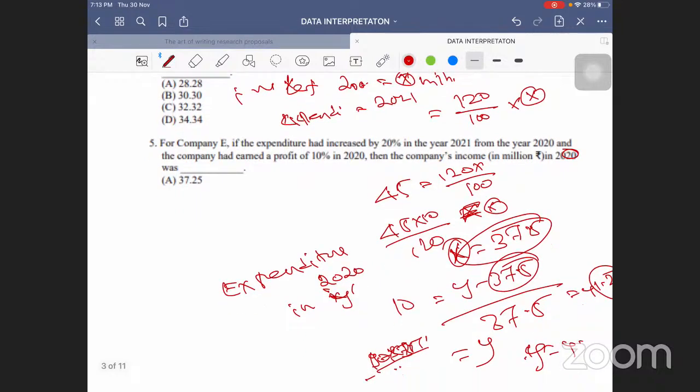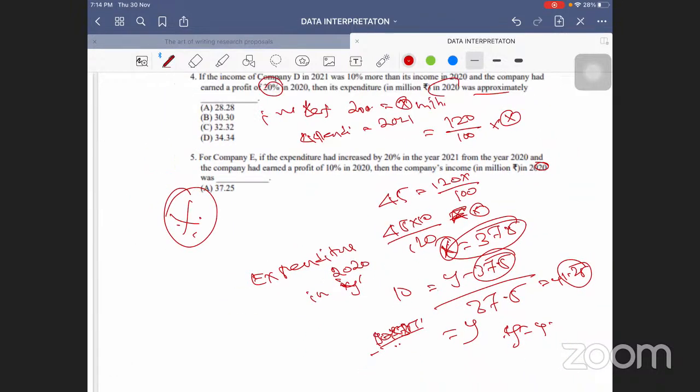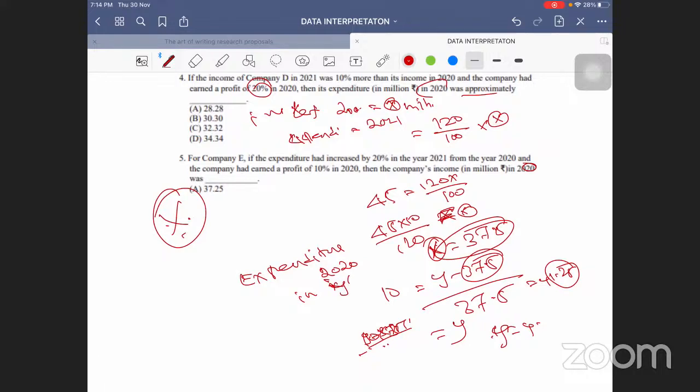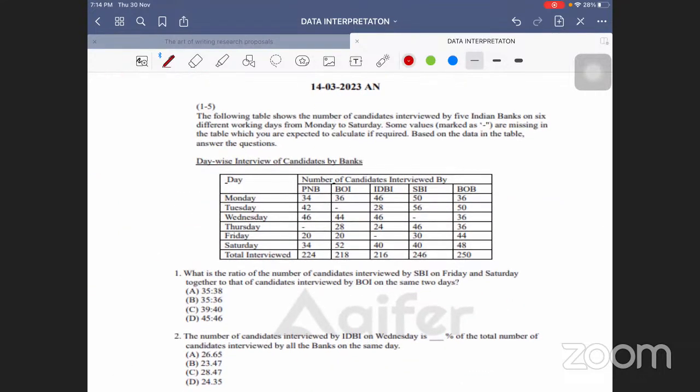I'm confused, I think. We will look at this finally. I'll move on. Sorry, we will look at this. I am confused here. I'll move on to the next sum. So next, 14/3.